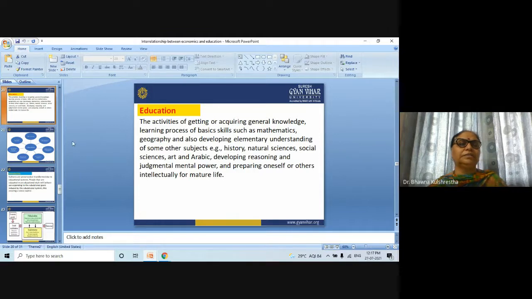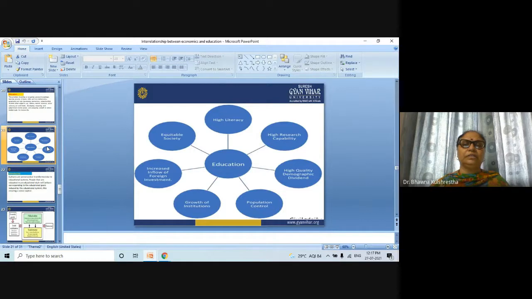And this picture shows that education brings higher literacy and an equitable society, higher research capability, higher quality demographic dividend and population control, growth of institutions, and increased inflow of foreign investment. These are all the effects of education in the society.